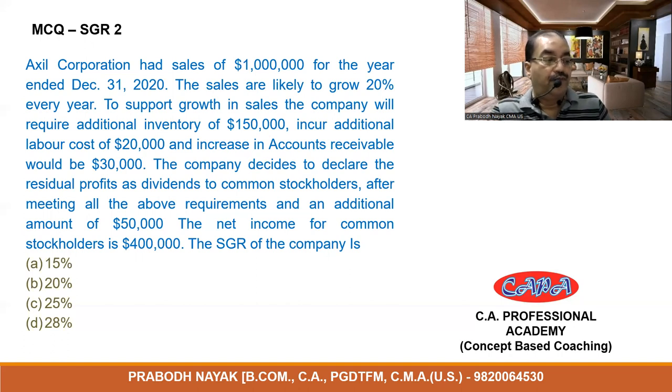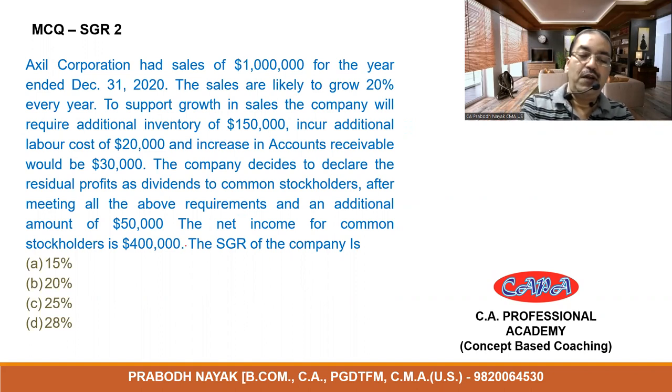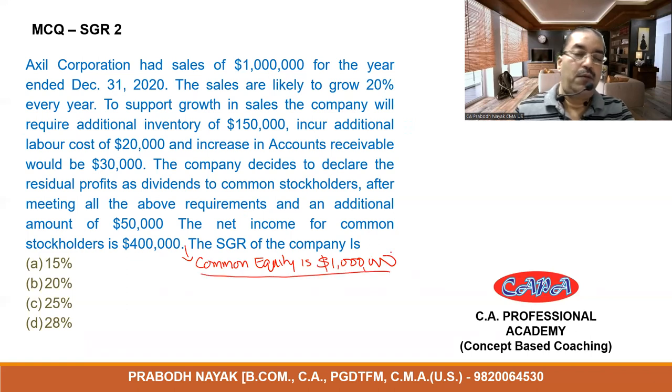Now, the company decides to declare the residual profits as dividends to common stockholders after meeting all the above requirements and an additional amount of $50,000. The net income for common stockholders is $400,000. And I will include a small point here. Common equity, they have not given. Common equity is $1 million. This is additional, I'm giving it to you. It is missing.